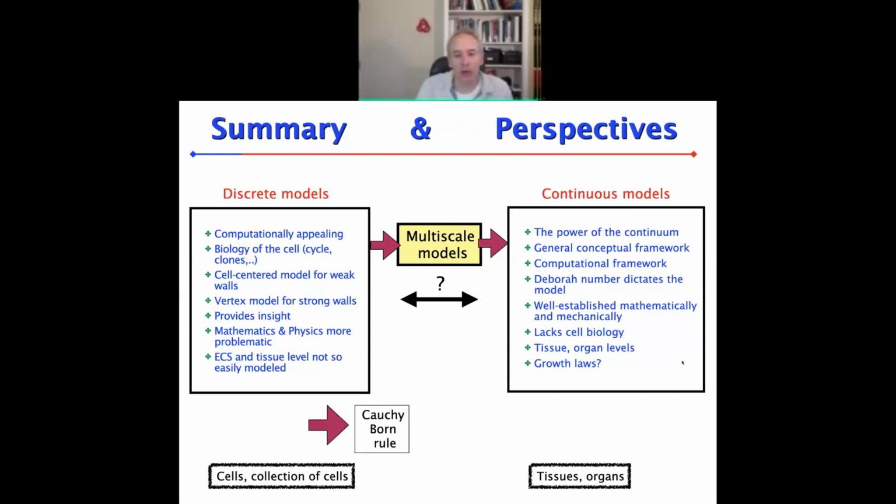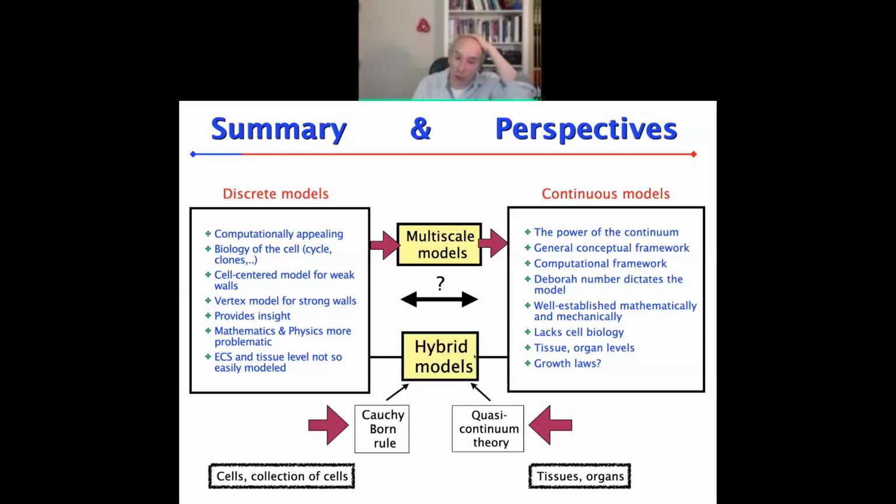You want to apply something like the Cauchy-Born rule that tells you when you have a lot of little elements, when can you actually describe them as a continuum and obtain a quasi-continuum model through hybrid models, really. And this is where things are quite interesting. If you can find a hybrid model that has the best of both worlds, that can both include the cell-cell interaction, but also the ability to look at a larger scale, then you really have something of interest.